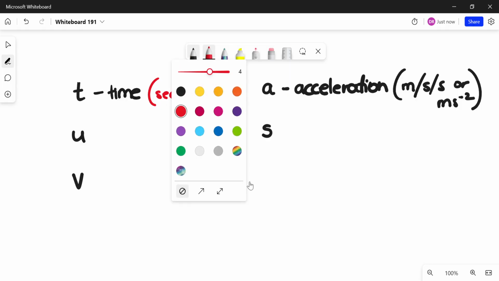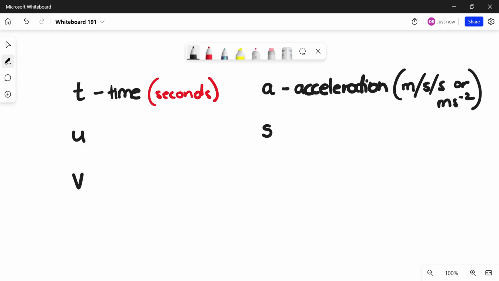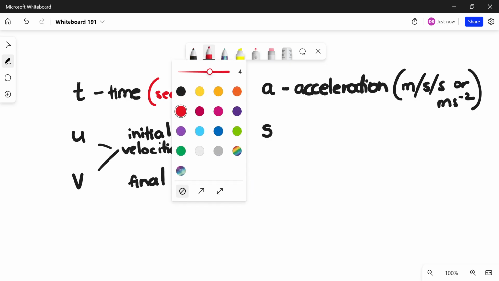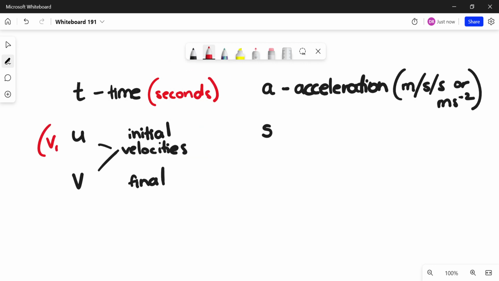If I jump down here, I've got u and v. Now, both of these are velocities. However, u is representing an initial velocity, where v is representing a final velocity. You might find in some textbooks or online that u is represented by v0, and v0 and u are very much interchangeable. They're representing the same thing, an initial velocity, but I'm going to be using u for the sake of what we're doing. If you're trying to remember which one is which, I always think about u coming before v in the alphabet, and that's because initial is before final.